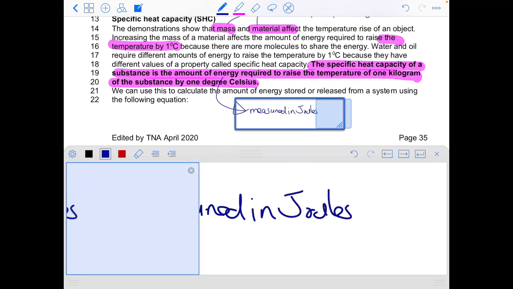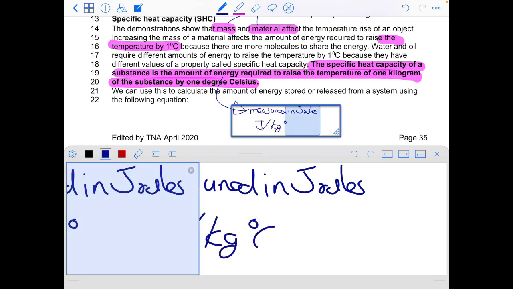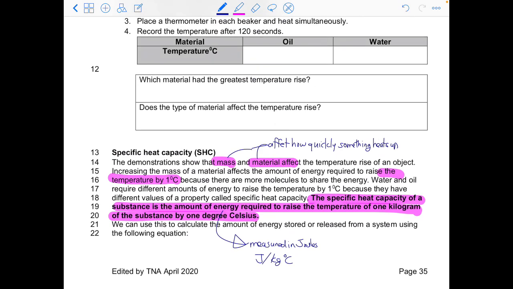So the specific heat capacity works with joules as well. Specific heat capacity is joules per kilogram degree Celsius. So we'll have more of a look at that on the next page. So make sure you have that definition written down, and we'll come back to it a couple times.